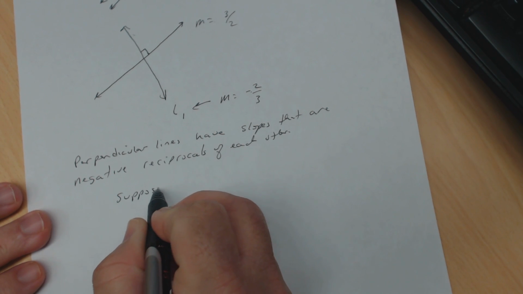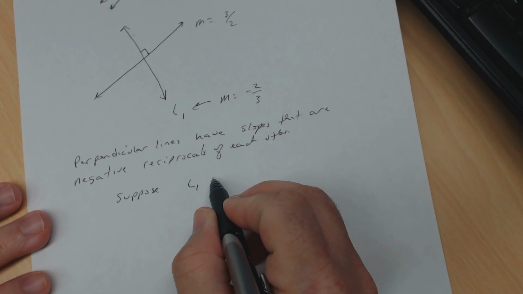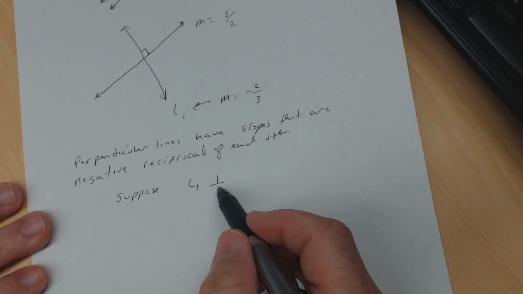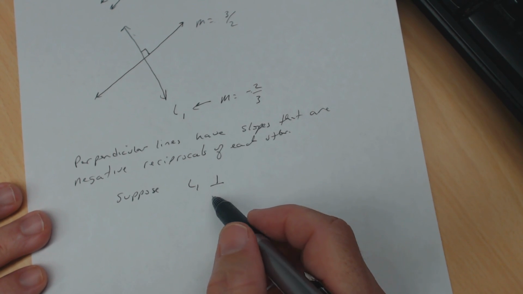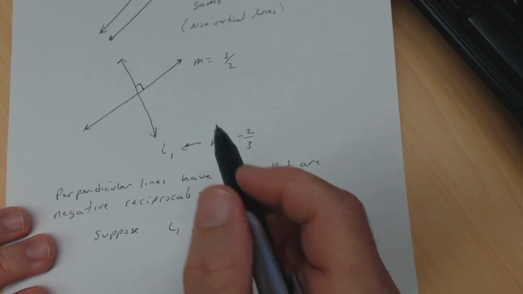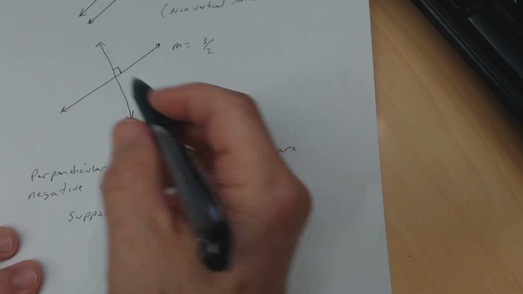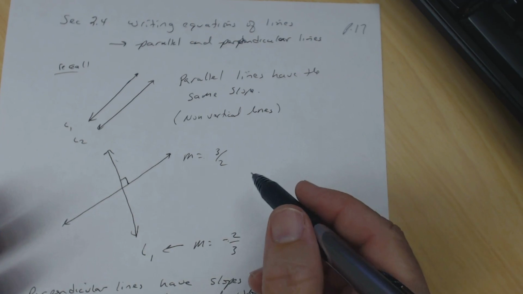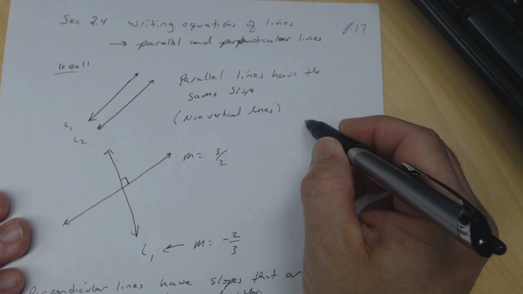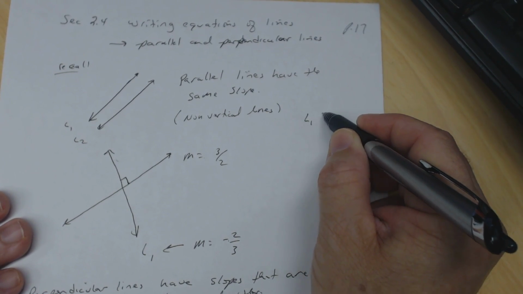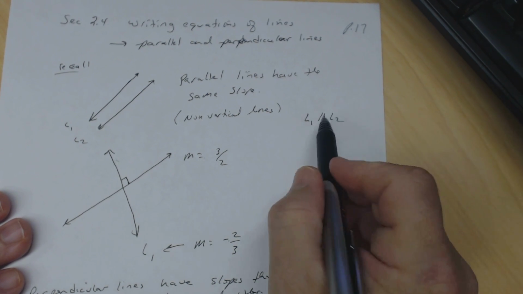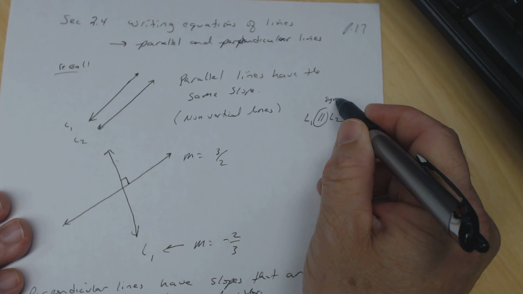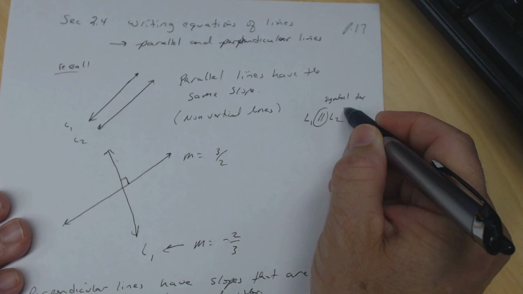All right, so suppose that L1, now the symbol for perpendicular is that upside down T, so it looks like these two segments are perpendicular to each other, but that's the symbol for perpendicular. The symbol for parallel, if you go back over here, and if you want to remember it, you could say L1 is parallel to L2. So this is the symbol for parallel right here.